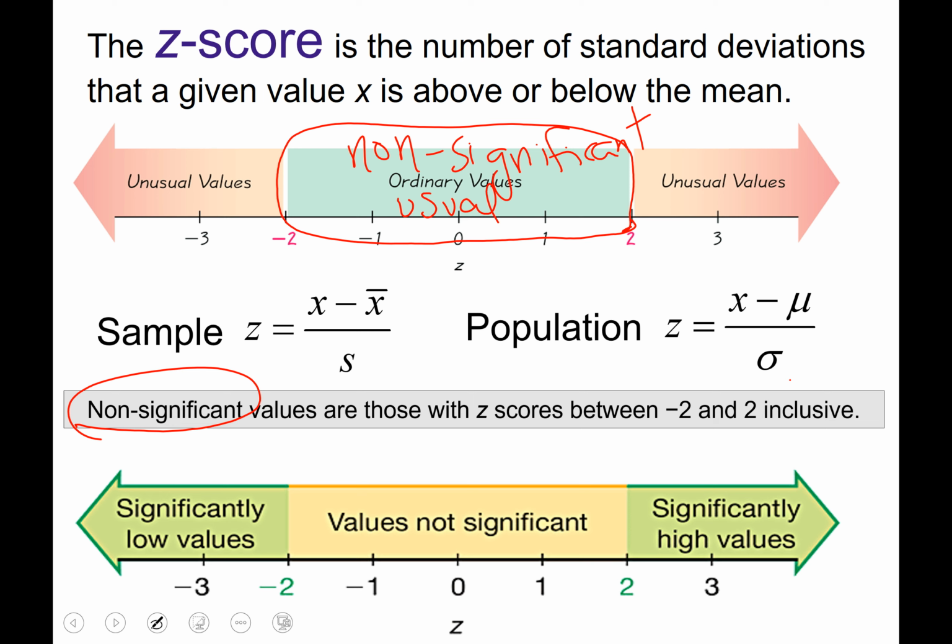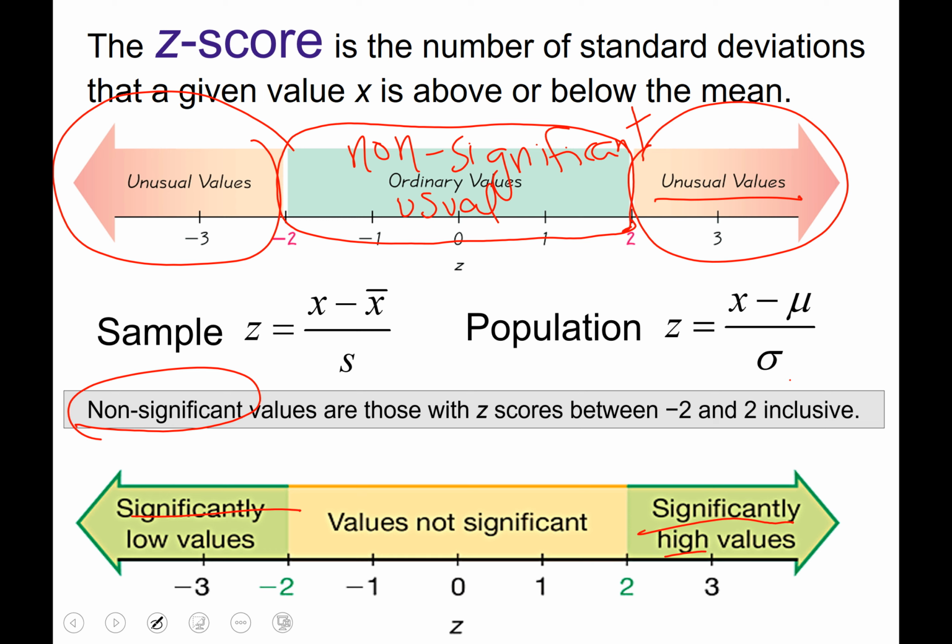Significantly high values or significantly low values would then be in this range here or this range here. So further than 2 standard deviations away from the mean. We call those values unusual or significantly high, significantly low, unordinary, you might hear it called. So be practiced with all 3 of those terms. Non-significant, ordinary, and usual are all within 2 standard deviations. Unusual, significant, and unordinary would be the same terms for these ranges here.